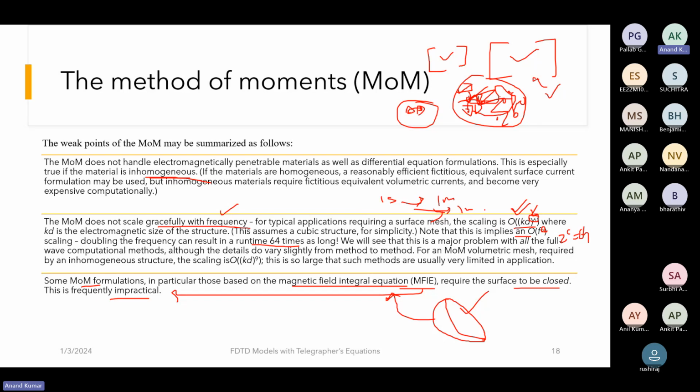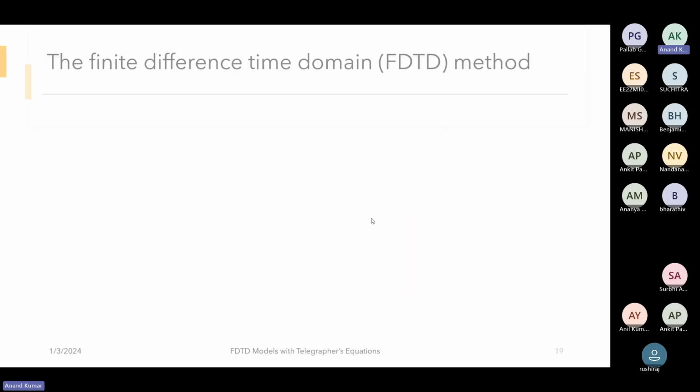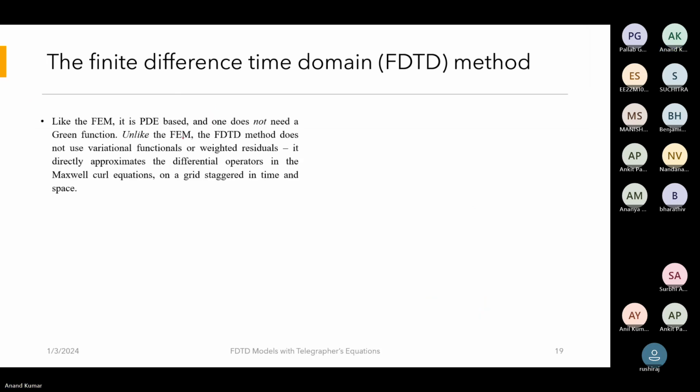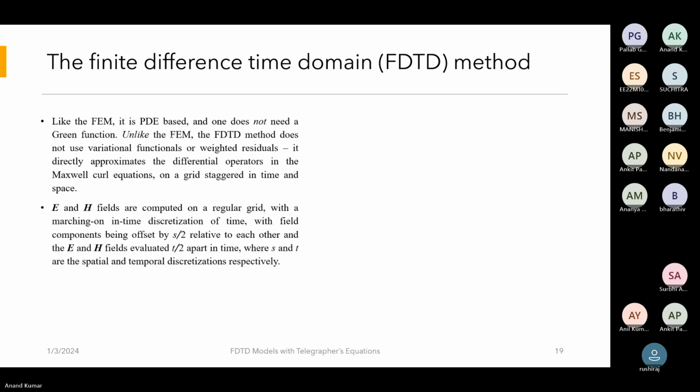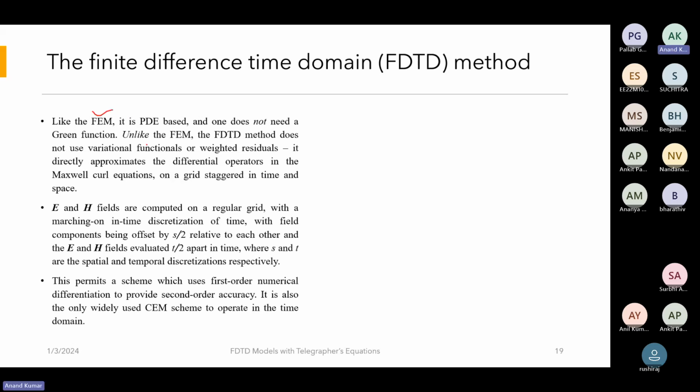Okay, so we'll proceed with the finite element method. Actually, before that, the FDTD method. Like the finite element method, the FDTD method is based on partial differential equations and does not need a Green's function, which is something you have to use if you are using integral equation based methods. So you don't have to do a lot of mathematics. The Green's function stuff is a lot of maths, and you skip that if you're using FEM or FDTD.